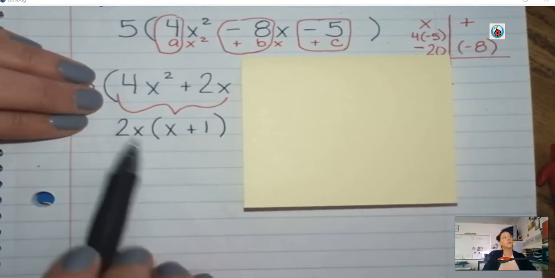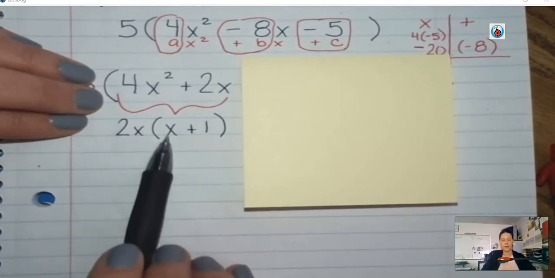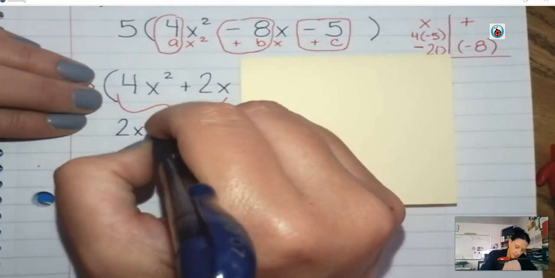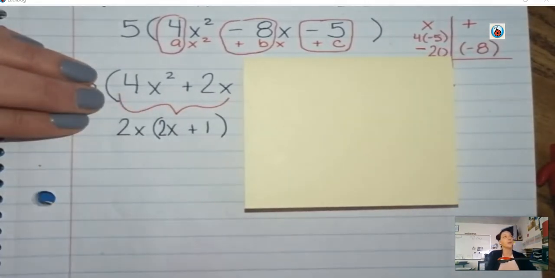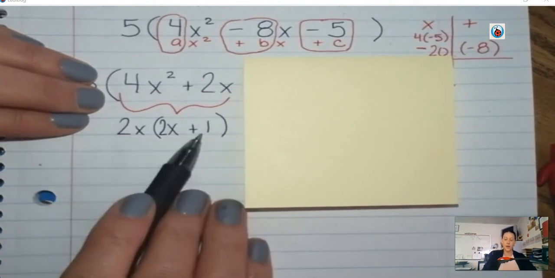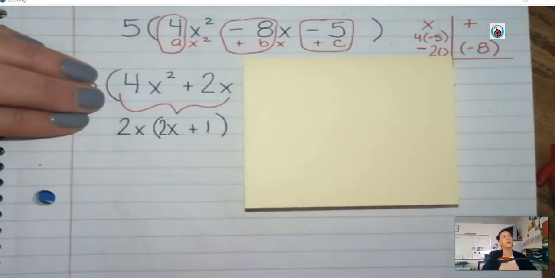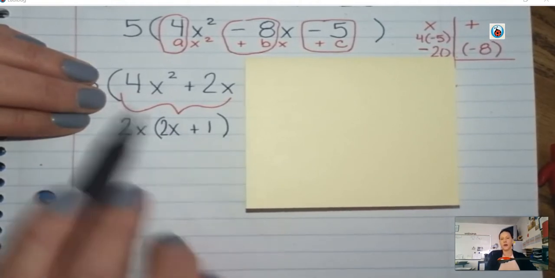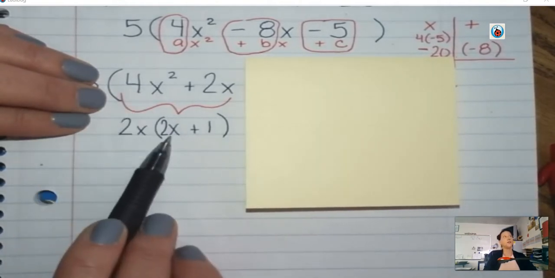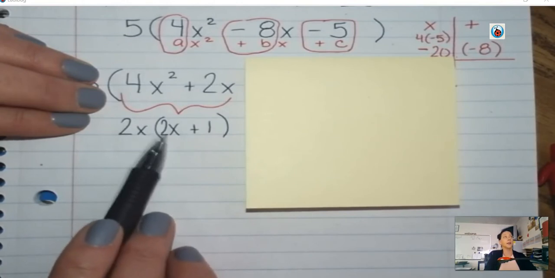Because if I do distributive property, 2x times, oh wait, I did that wrong. There needs to be a 2 there. 2 times 2 is 4, x times x is x squared. Then the 2x times 1 is 2x. So I always go back and do distributive property and just double check because I do that a lot. I constantly forget to put a number in front.